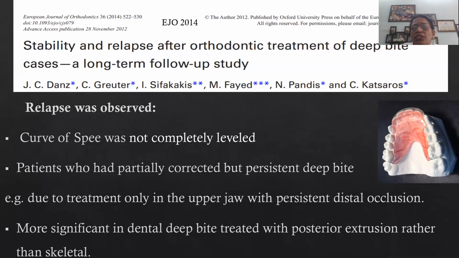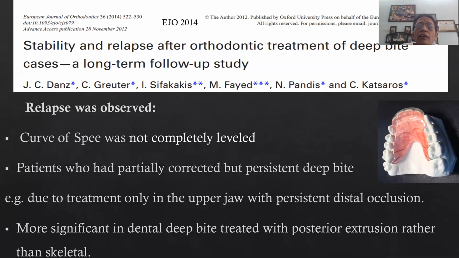What about retention in cases of deep bite? We give an anterior bite plane, which is the normal conventional method. Now, this is a study with long-term follow-up, 5 years after the corrections, where they have studied the stability and relapse after orthodontic treatment in deep bite cases, published in AJODO 2014.